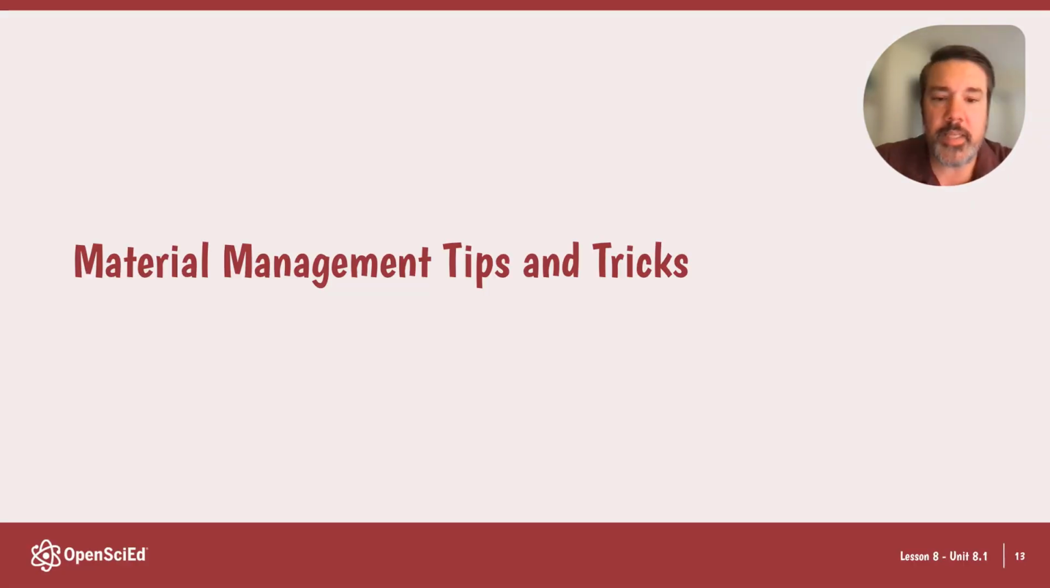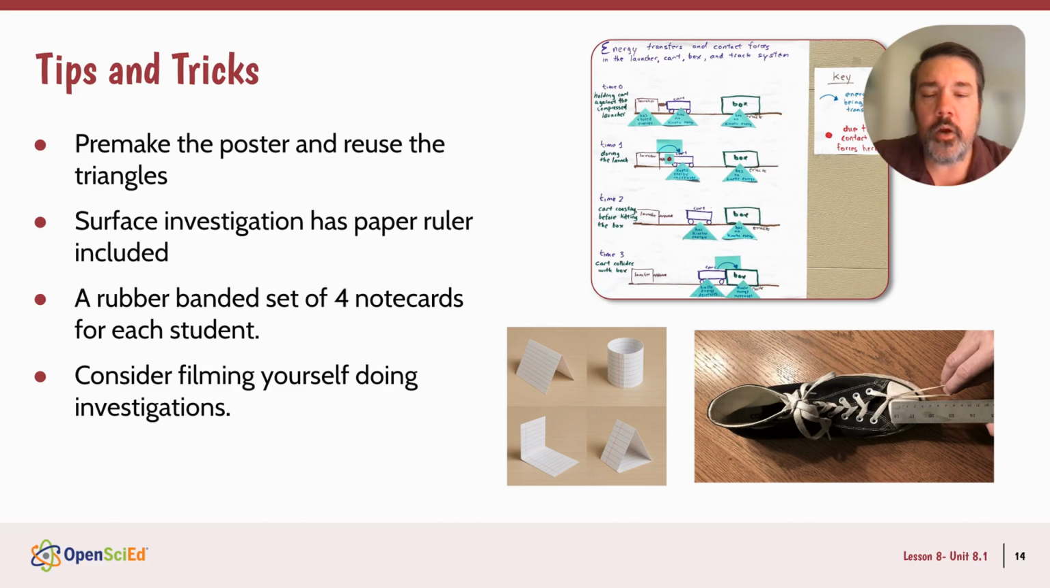All right, let's talk about some tips and tricks for this lesson. So this poster you're going to pre-make. You don't have to make the poster step by step with the kids. You can pre-make this poster and you can reuse it class after class. You're going to pre-make the triangles as well, and you're simply going to put those on and take them off in between classes. Same thing with the key. All of this, you're going to reuse for every class. So once you make it once, you're good to go for all of the other classes.